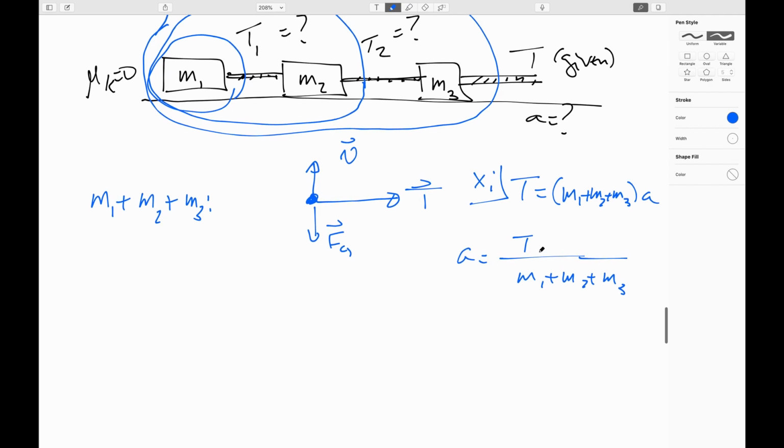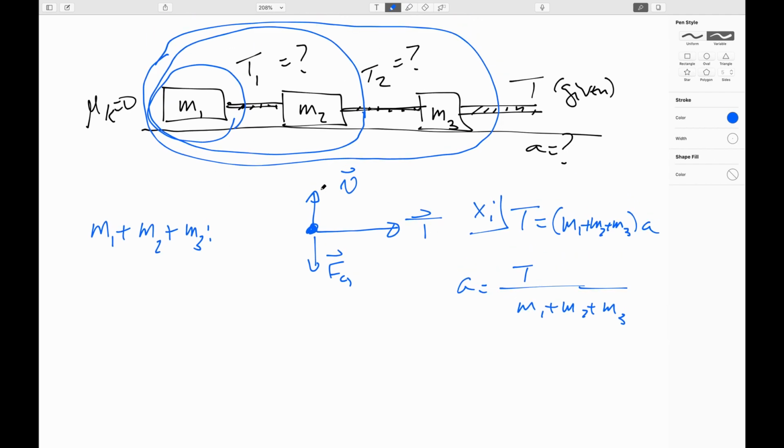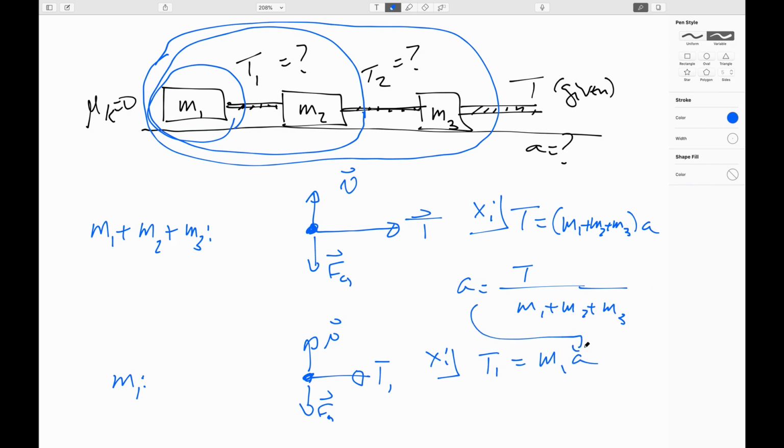Then, getting T1 and T2, now that we've got A, let's take a look at finding T1. To find T1, let's just look at this free body right here. Just M1. Now the dot just represents this one crate, M1. The force pulling it to the right is T1, with normal and gravity again, which we're not too concerned about here. But we can immediately say, taking the x component of Newton's second law, T1 equals M1 A, and we found the value of A from the previous part, so you can plug it in.